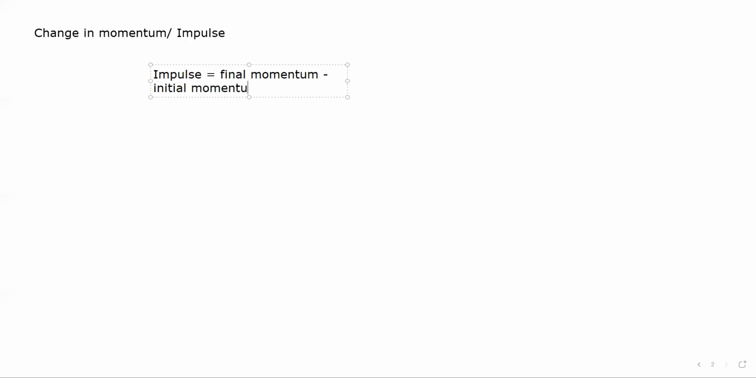Then the change in momentum. The change in momentum is also known as impulse. It's also a vector quantity. So how to calculate the impulse? Impulse is equal to the final momentum minus the initial momentum. The difference in momentum will give us the impulse. Impulse is denoted by I.